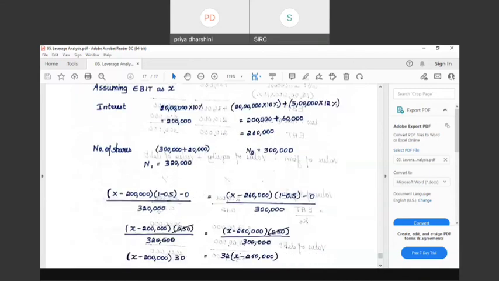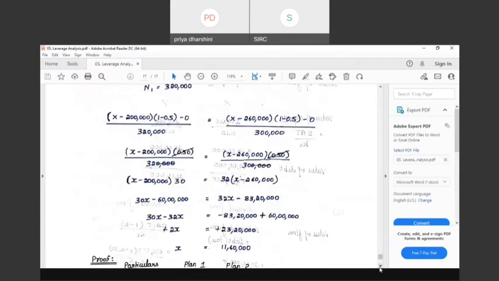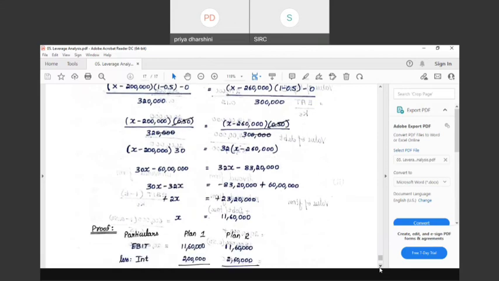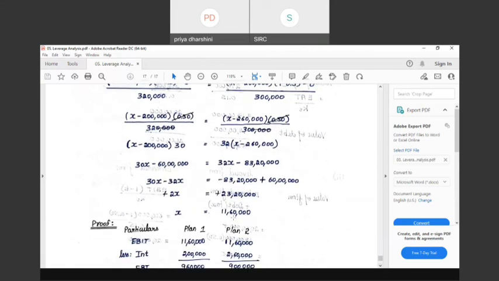Equate, solve for X. So what is happening? X minus 2 lakh into 0.5 divided by 3,20,000 is equal to X minus 2,60,000 into 0.5 divided by 3 lakh. 0.5 to the left and 0.5 to the right will get cancelled. You can strike off 4 zeros in the denominator, 4 zeros to the left and 4 zeros to the right. So when you cross multiply, this becomes 30 into X minus 2 lakhs, which is equal to 32 into X minus 2 lakh 60,000. Solve for X. You will get 11 lakh 60,000. So with 11 lakh 60,000, your answer is done.